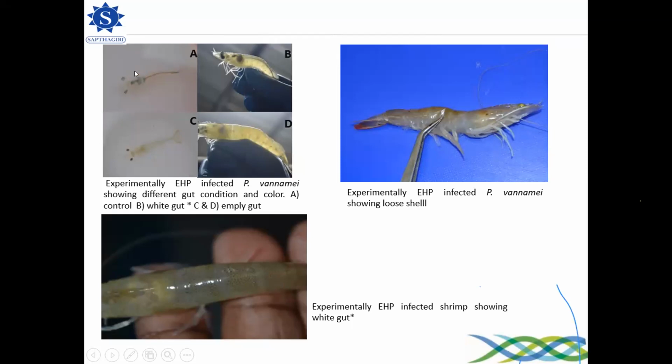See the color. This is the natural healthy color of the hepatopancreas of Penaeus vannamei, whereas in EHP infected shrimp, the hepatopancreas becomes very pale and shrinks in size. This picture shows the loose cell severity of EHP. Even though the animal is alive, the loose cell is so severe that it leads to secondary infection and mortality in shrimps.